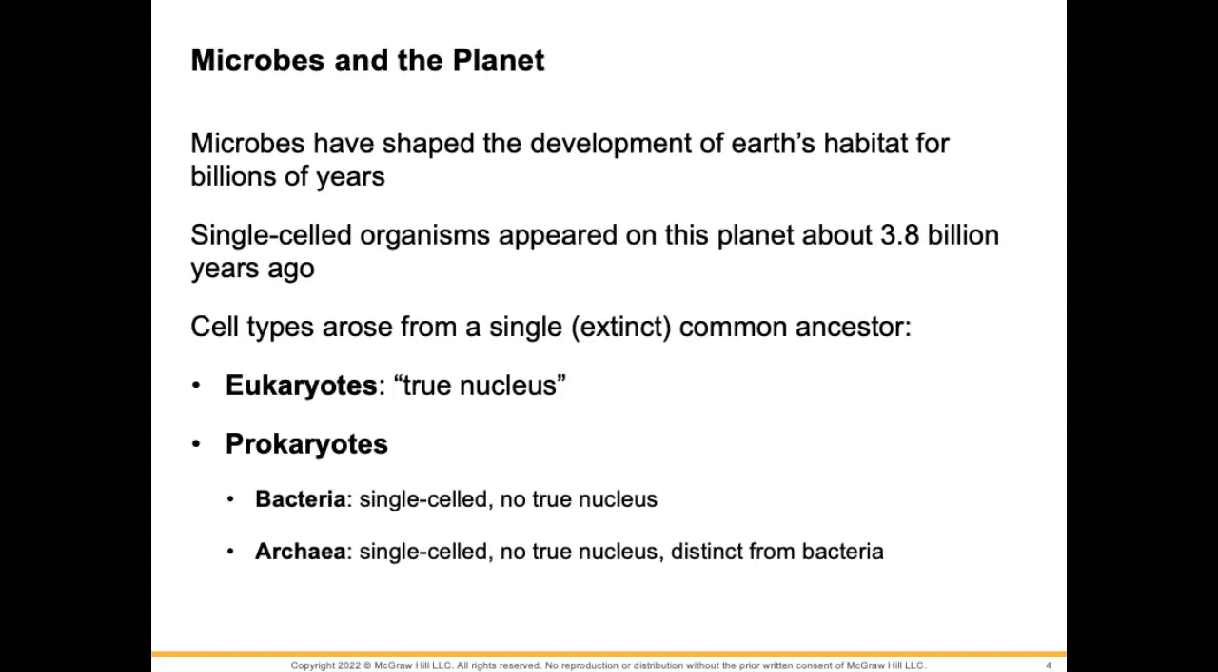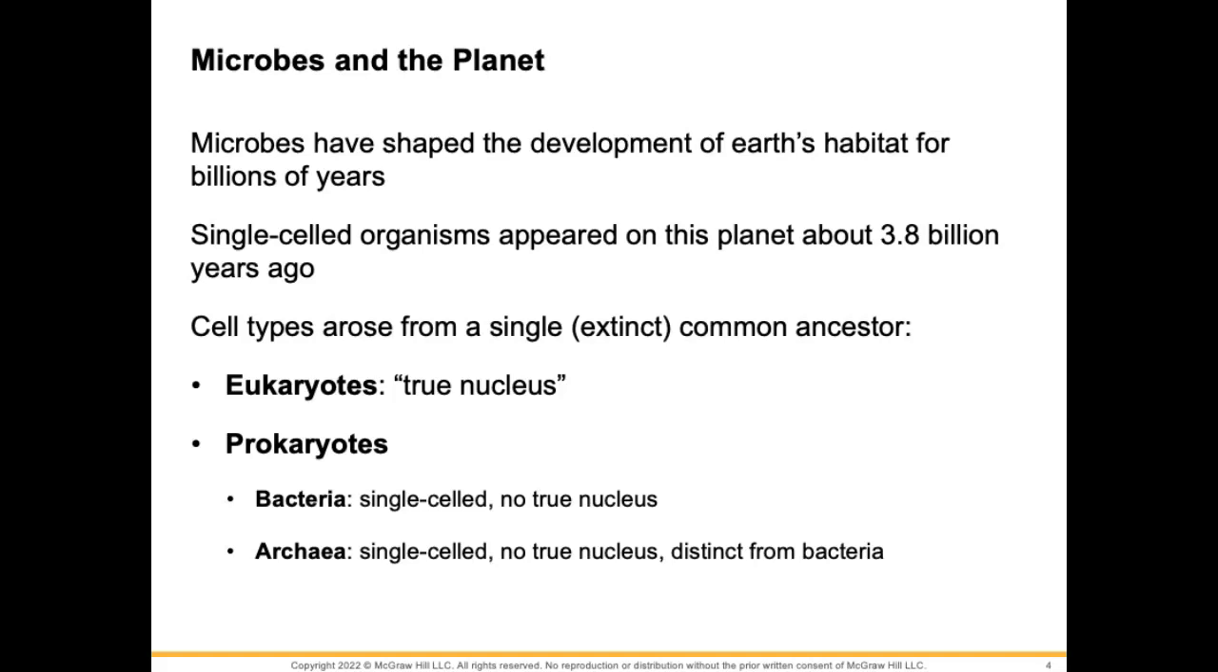So, microbes and the planet. Microbes have been part of what has shaped the Earth's habitat for billions of years. 3.8 billion years ago, single-celled organisms supposedly appeared on this planet, and it is amazing how they can figure these things out, but they have. One of the things they've discovered is that cells arose from a single, now extinct, common ancestor, and cells such as eukaryotes and prokaryotes arose from that single-celled common ancestor.